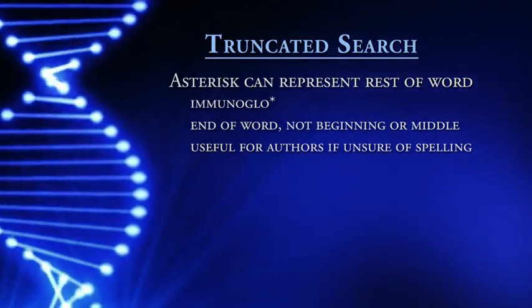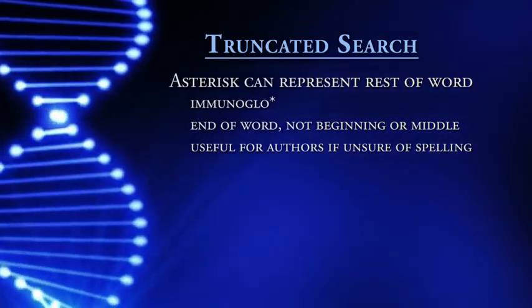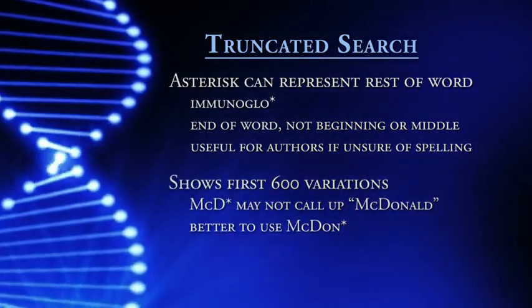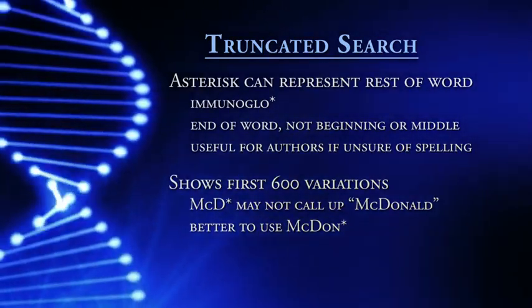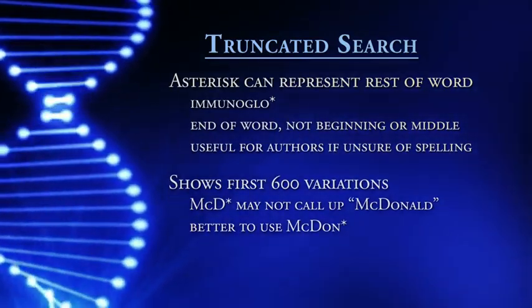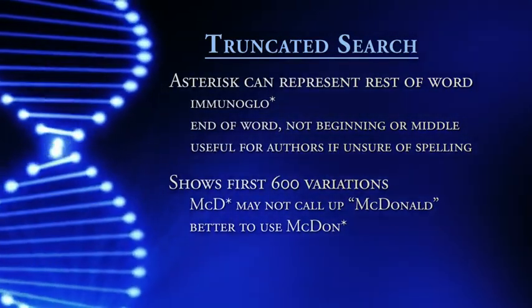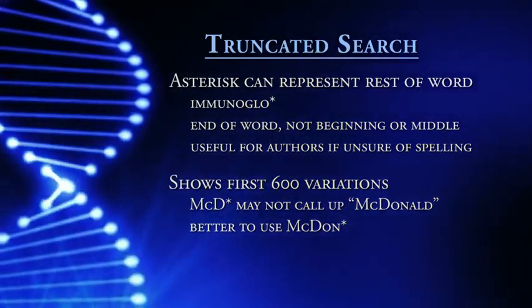It's also very useful for an author name if you don't know the spelling. However, there is a limitation. It only shows the first 600 alphabetic variants. For instance, if you are using the name McDonald, and you're not quite sure if it's McDonald or McDonaldson, then it is better to type MCDON-star than just MCD-star. Put in as much of the spelling as possible.